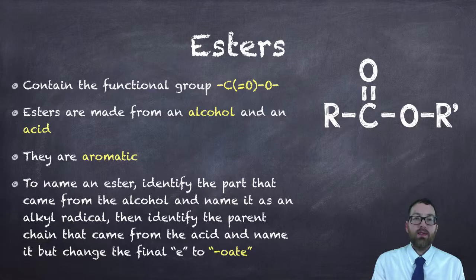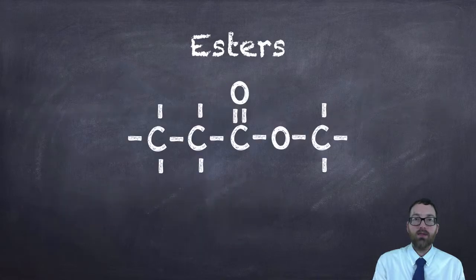So the way you name an ester is you need to identify the part that came from the alcohol and name it as an alkyl radical, and then identify the parent chain that came from the acid and name it but change the final E to an OATE. These can be some of the more complicated ones to name, so let's do some practice.